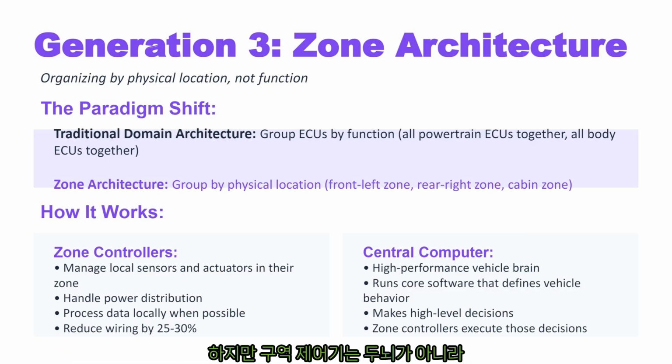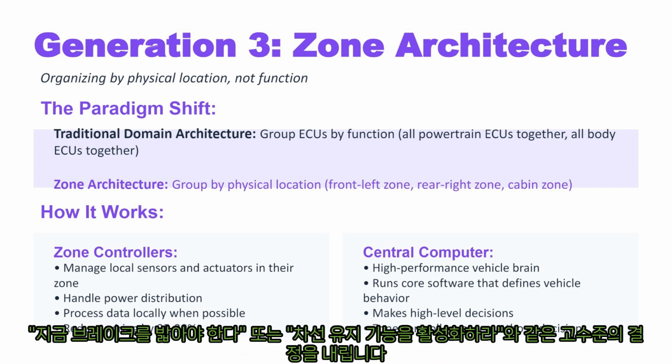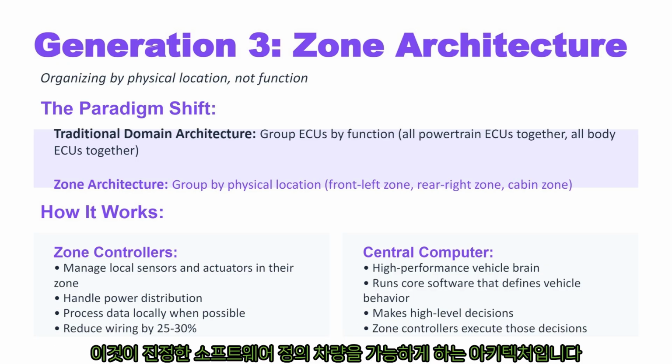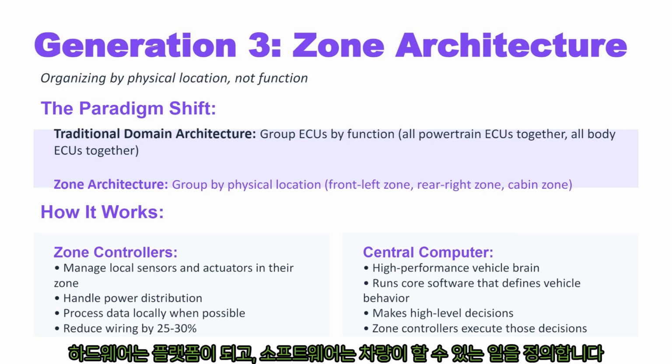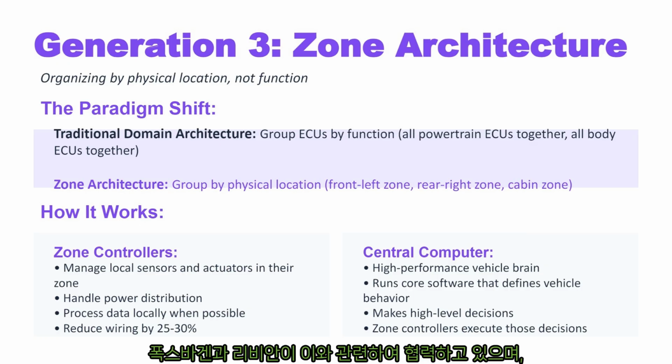But zone controllers are not the brains. They're more like the nervous system. The central computer is the brain. It's a high-performance vehicle computer that runs the core software defining vehicle behavior. It makes high-level decisions like, we need to brake now, or activate lane keeping. The zone controllers execute those decisions. This is the architecture that enables true software-defined vehicles. The hardware becomes a platform, and software defines what the vehicle can do. Mercedes is doing this. Volkswagen and Rivian are partnering on this. Tesla has been doing a version of this for years. This is not the future, this is now.